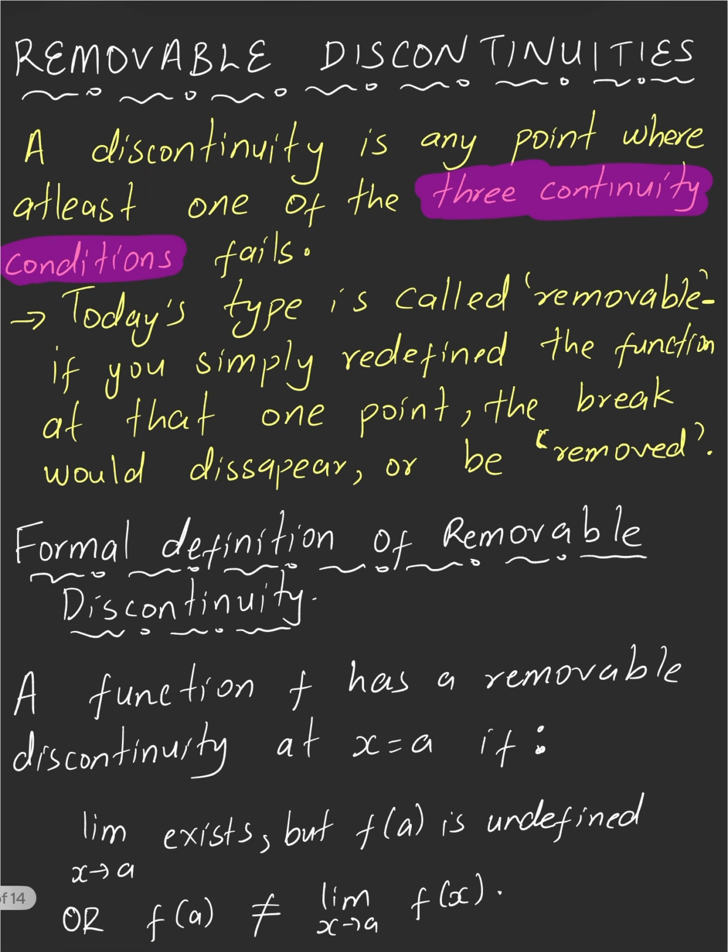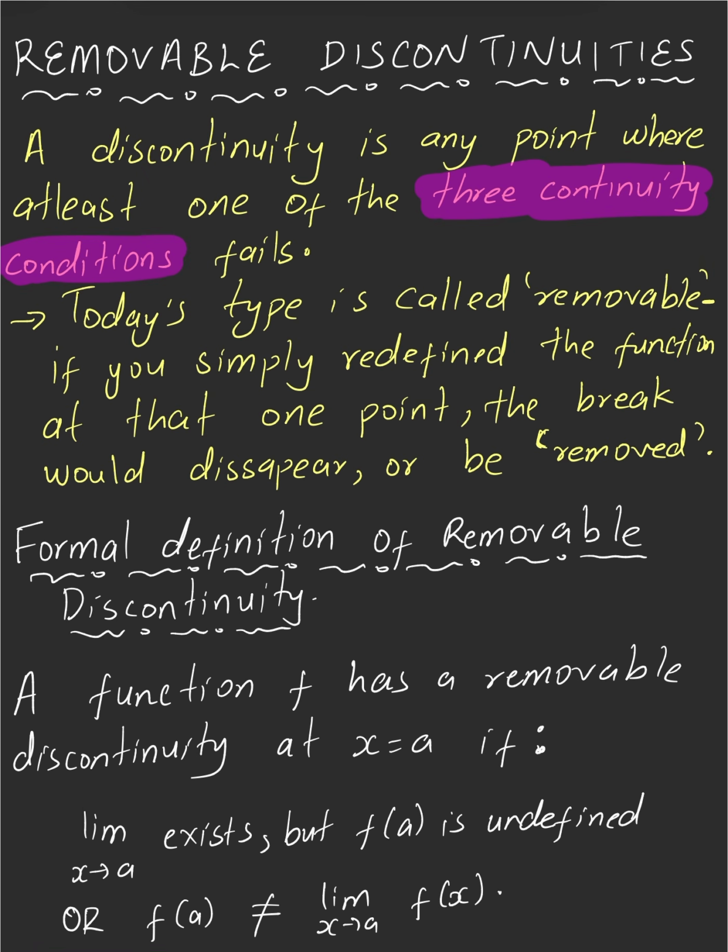And today's discontinuity that we're going to deal with is called removable discontinuity, and it's one of the most heavily tested ideas in unit 1 in AP calculus. So, what is a removable discontinuity? It's called that because if you simply redefined the function at that one point, the break would disappear or, quote unquote, be removed. But we also need to understand the formal definition and especially the notations that define removable discontinuities for the sake of your open response section of your exam.